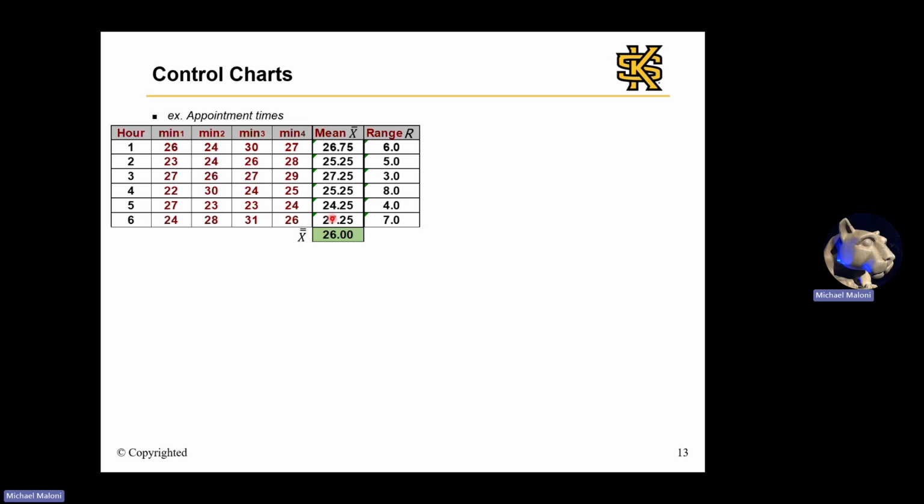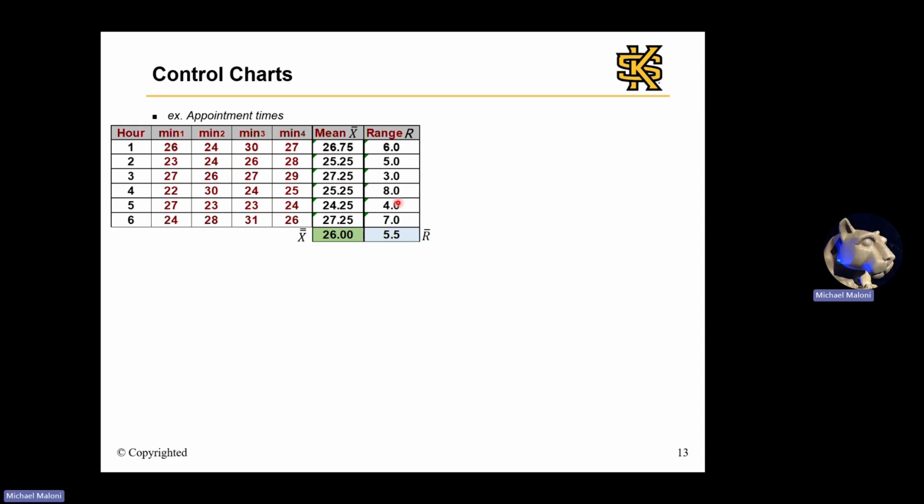And then we also want to calculate the mean of the ranges, the average range. So that's 6 plus 5 plus 3 plus 8 plus 4 plus 7. So that's 33. And then we divide by 6 observations, and that is 5.5. So R bar, the average range, is 5.5 minutes.